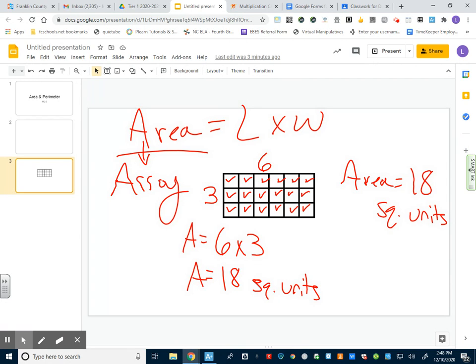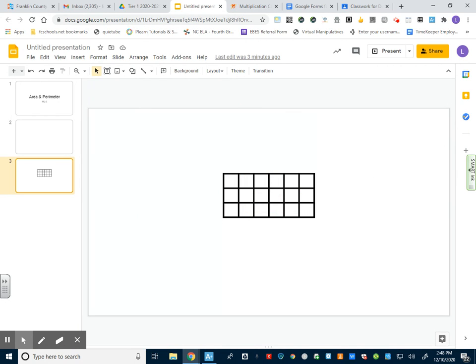Now, perimeter is different than area. Area is the space on the inside of the shape. Perimeter, though, is the outside, the sum of the outside lengths. So perimeter has the word rim in it. It is the outside of the shape.